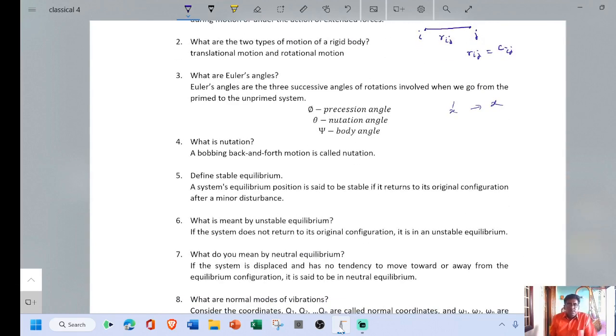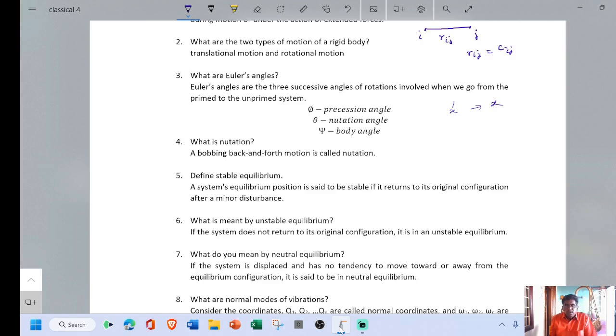Define stable equilibrium. A system's equilibrium position is said to be stable if it returns to its original configuration after a minor disturbance. If the system does not return to its original configuration, it is an unstable equilibrium.